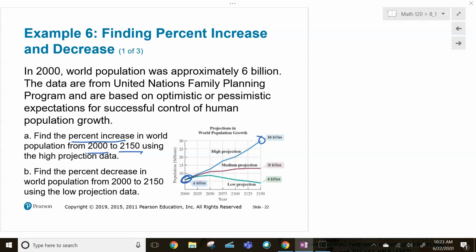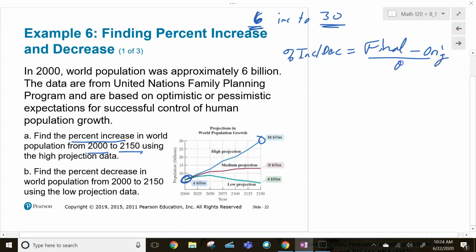Okay, so in 2000 the original world population is 6 billion. Right, these are in billions, 6 billion. And then it increases to, in the year 2150, 30 billion. All right, so this is the original 6 billion. This is the final 30 billion. So this is an increase, obviously. So the percent increase or decrease is the final amount minus the original divided by the original.